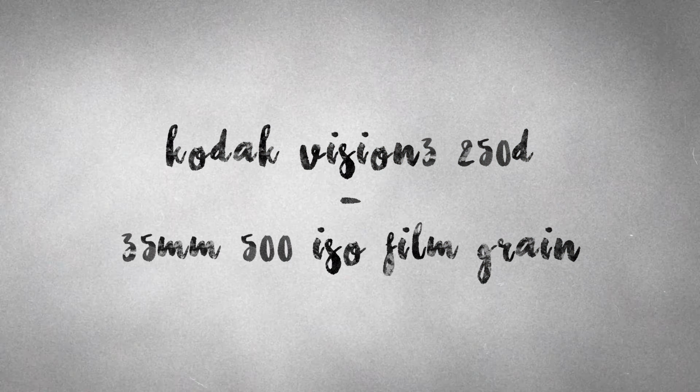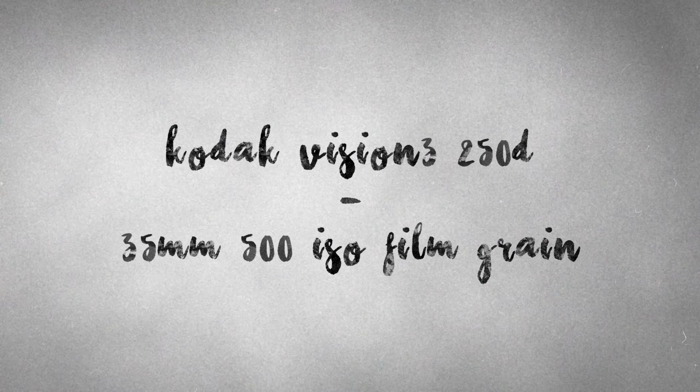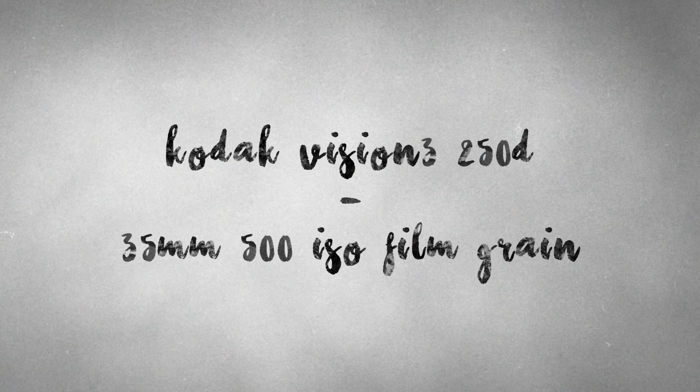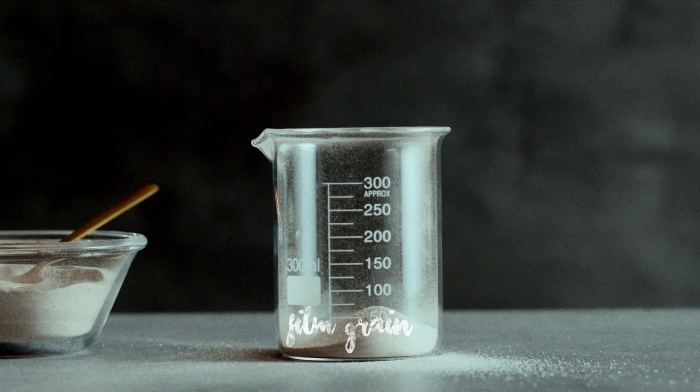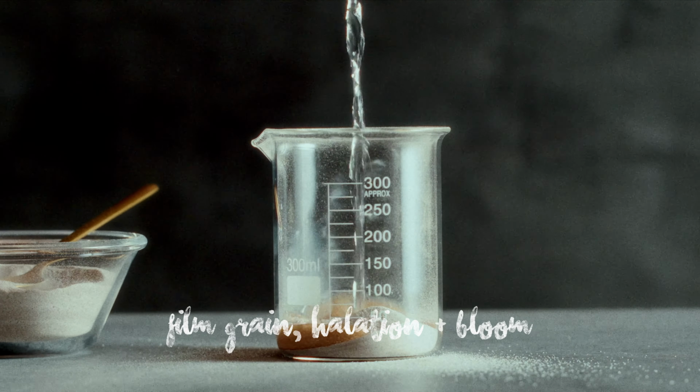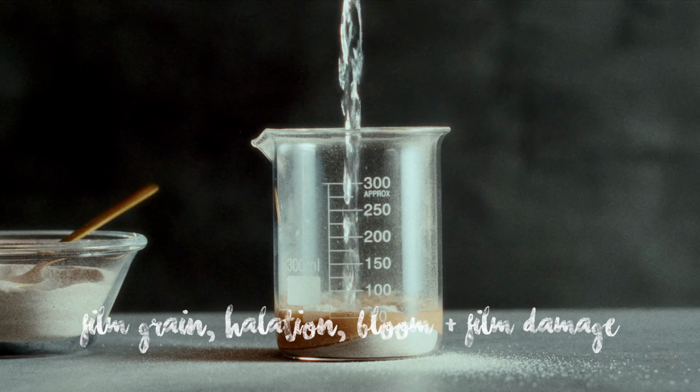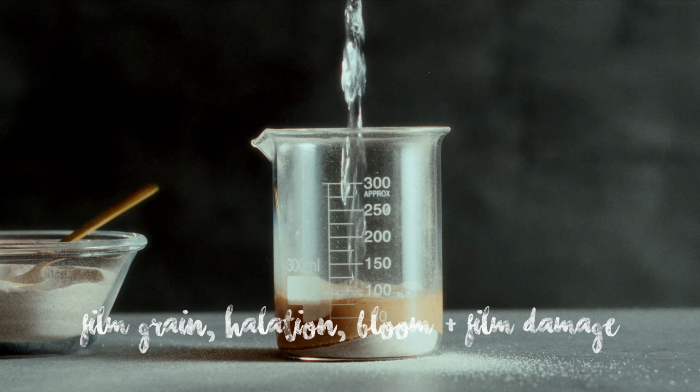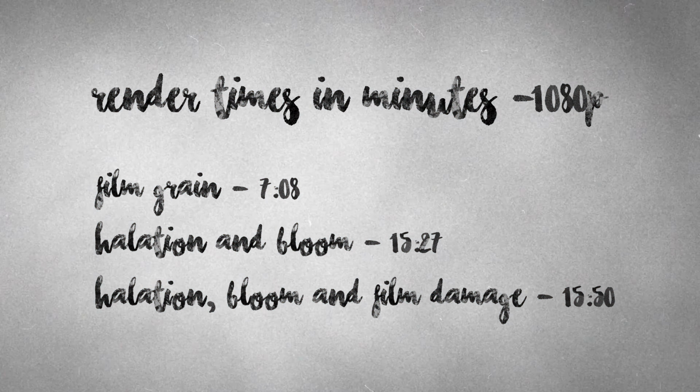I did render tests on a variety of the different film stocks using some of the different effects and film emulations. For the tests, I used Kodak Vision 3 250D as the film emulation, and 35mm 500 ISO as the grain profile. I did the 3 export tests with a 5-minute timeline in both 1080p and DCI 4K. The 3 tests being film grain only, film grain with halation and bloom, and lastly, film grain with halation, bloom, and film damage. These were the results of my tests.